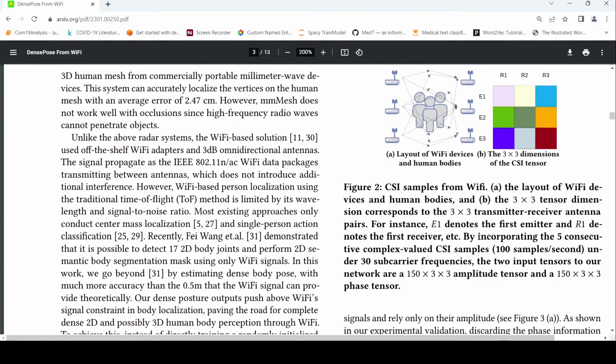So what they are saying is that by incorporating 5 consecutive complex valued CSI samples under 30 subcarrier frequencies, they get 2 input tensors to the network: a 150x3x3 amplitude tensor and a 150x3x3 phase tensor from the Wi-Fi signals' channel state information. So this is an assumed setup where you can have, say, 3 emitters and 3 receivers.